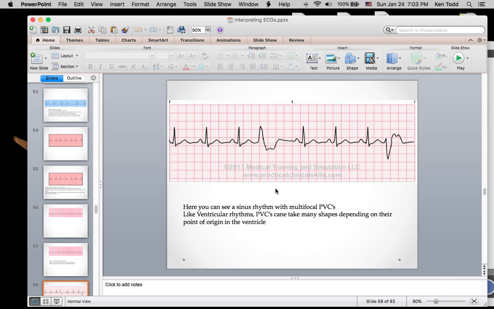We used to joke on the ambulance that if you were over 70, you were allowed to have at least 3 or 4 unifocal PVCs a minute. It's very common. This signifies usually a much worse problem.